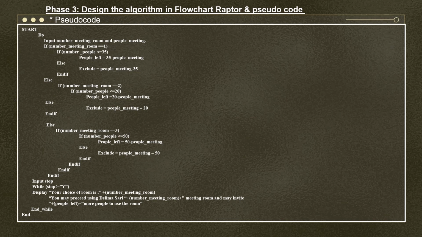And then while stop not equal y, that means the process will repeat. But if you want to stop, you must enter y. After you stop the process, it will display your choice of room is plus number meeting room, and then you may proceed using the Limasari plus number meeting room and may invite people left more people to use the room, and then end while, and the last thing is end.